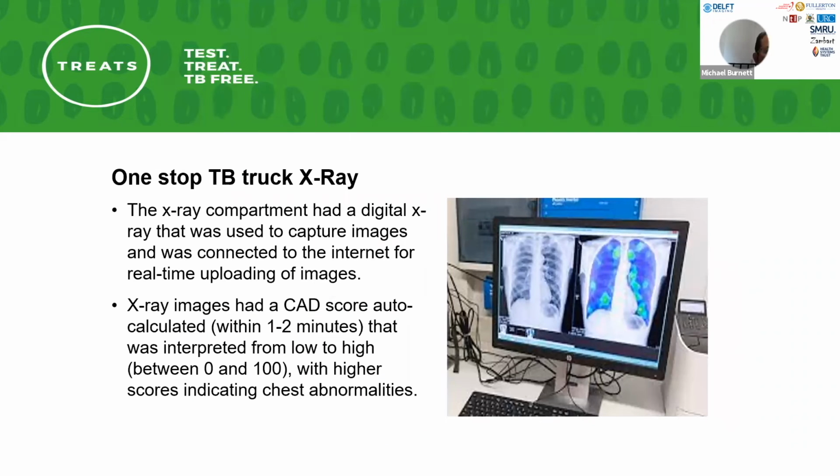So the OneStopTB truck's digital X-ray compartment had a digital X-ray that was used to capture the images and was connected to the internet for real-time uploading of the images. And then the X-ray images had a cut score auto-calculated, normally within 1 to 2 minutes. That was then interpreted from low to high, between 0 and 100, with higher scores indicating chest abnormalities. Next slide.